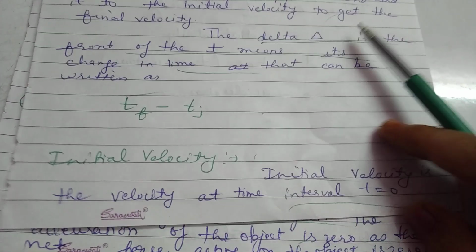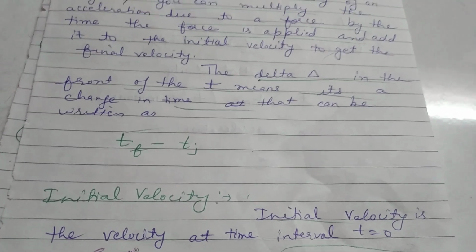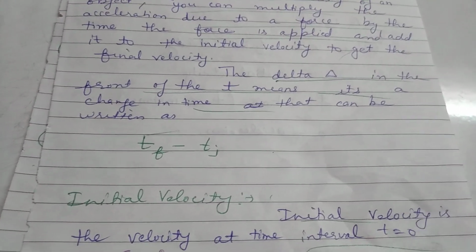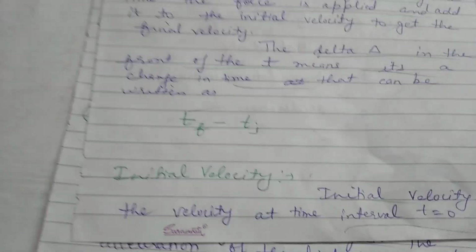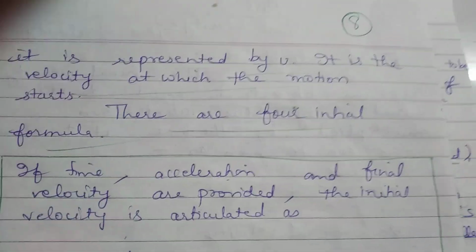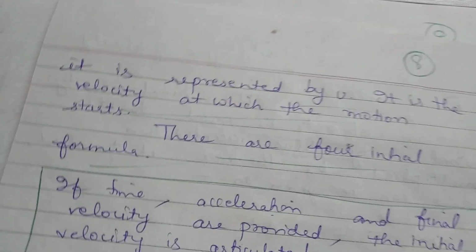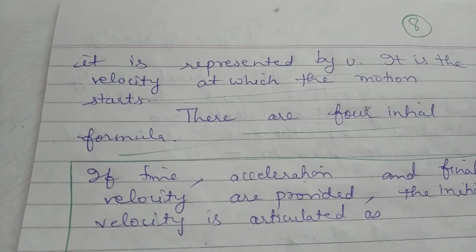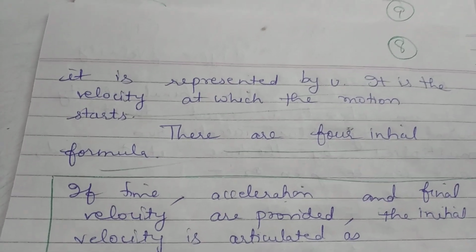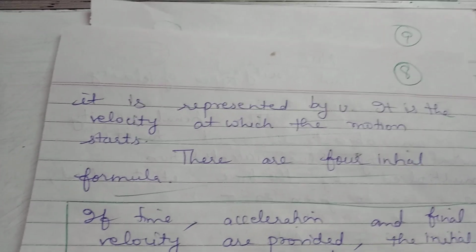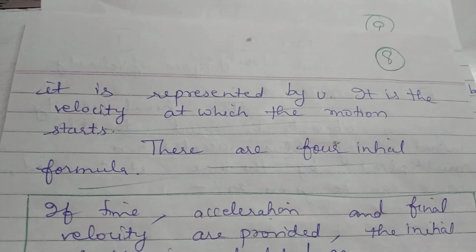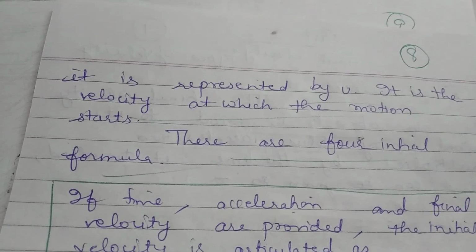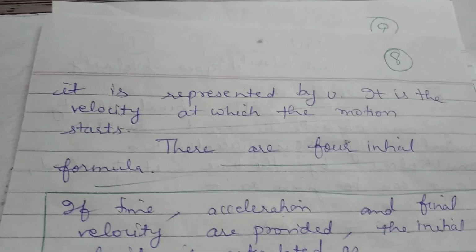And initial velocity. What is initial velocity? Initial velocity is the velocity at time t equal to 0. It is represented by u. It is the velocity at which the motion starts. It means that when some object starts moving, or any activity of the object is started, that is the initial velocity.